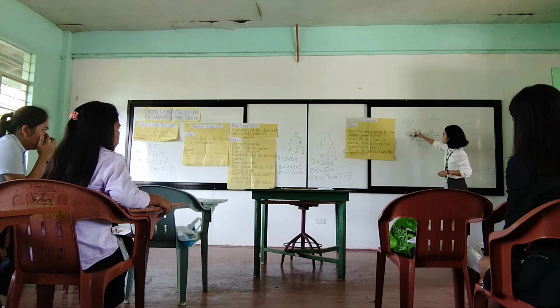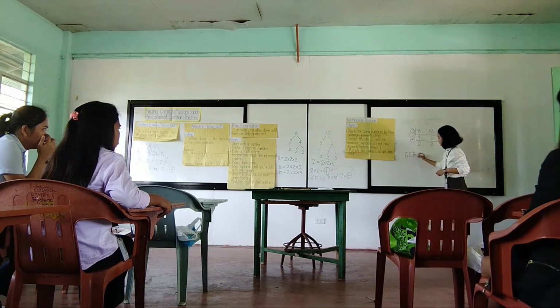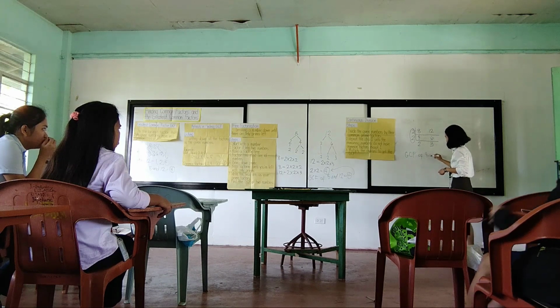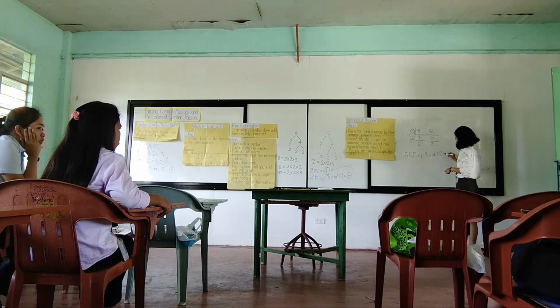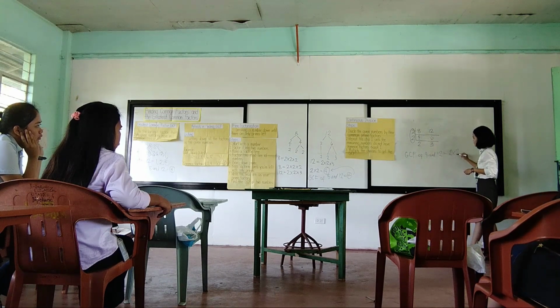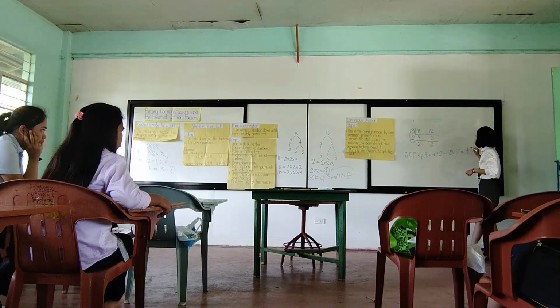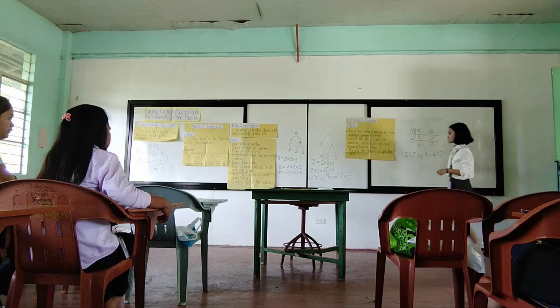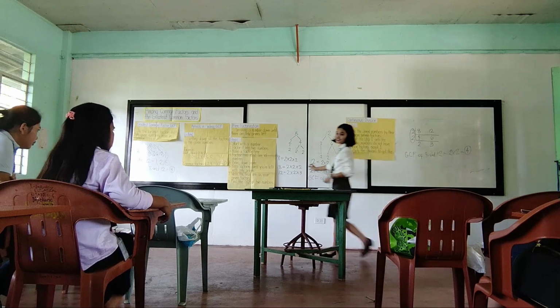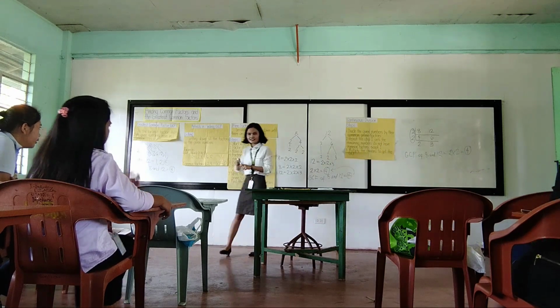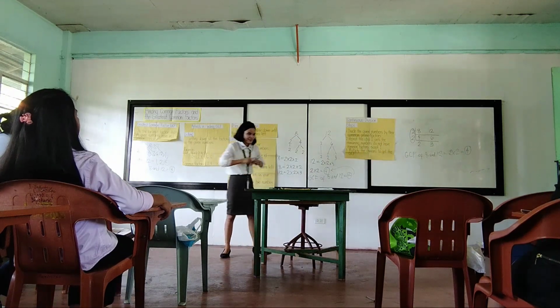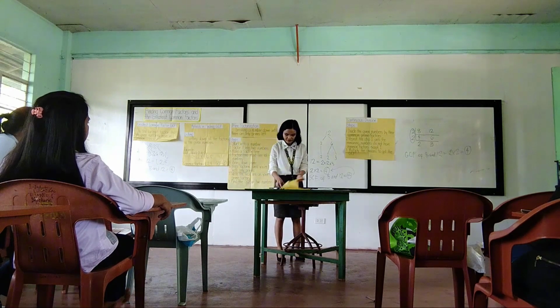These are the divisors. So the GCF of 8 and 12 is equal to 2 times 2, which is equal to 4. We got the same answer, which is 4. Did you understand, class? Yes, teacher. Okay. Thank you.